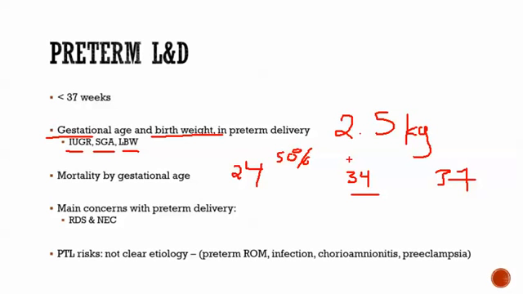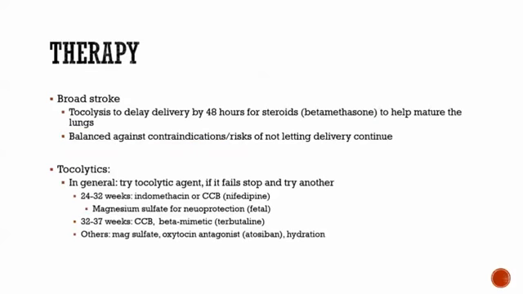The main concerns with a preterm delivery are respiratory distress syndrome. The fetal lungs are immature. That's also called hyaline membrane disease. And the other big one is necrotizing enterocolitis. There's other concerns that happen, lots of them with preterm, and another big one would be sepsis and also intraventricular hemorrhage.